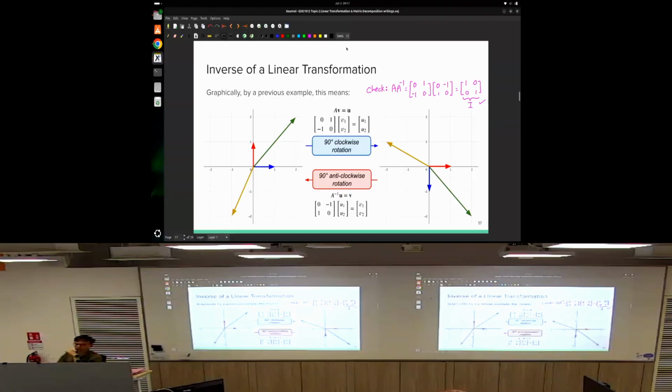So logically, what is the inverse of A inverse? What is the inverse of A inverse? It is A, correct or not? So the inverse of A inverse just equals A. Because for example, if the inverse is an anti-clockwise rotation, then of course the inverse of this inverse must be the clockwise rotation, right? So I hope that makes sense.